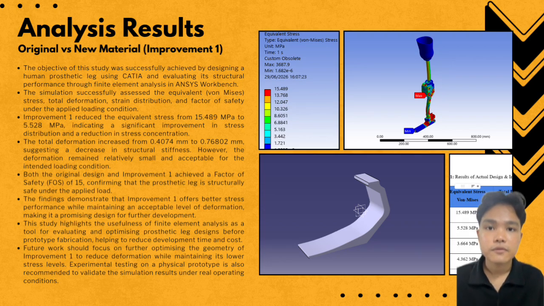Alright, so now let's talk about the numbers. The bottom foot plate of design improvement number 1 experienced around 5.5 megapascal of stress compared to the original design, which suffers much higher stress, around 15.5 megapascal. These numbers indicate that design improvement number 1 performs much better than the original design due to some factors which we consider, such as the material properties, the geometrical design, and much more.